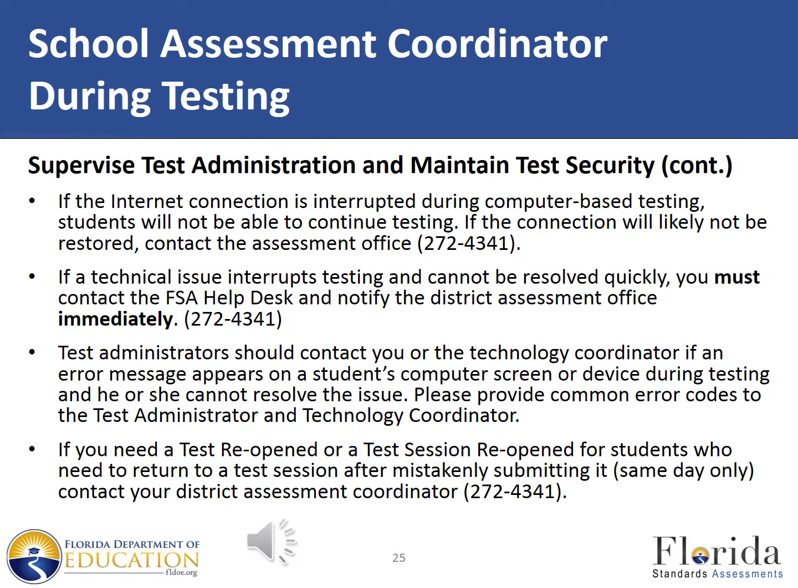The phone number for the assessment office is 272-4341. You will notice that it's mentioned on this slide a few times. It's important to remember that if there is an interrupted internet connection, students cannot continue to test. If that connection will likely not be restored, please contact our office. Also, if other things are happening where there's an interruption in testing and it keeps going back and forth, contact us. Also, make sure that your technology coordinator is in the loop of what's happening and that they have error messages on hand so they can assist. If you need to have a test or a test session reopened, please contact us at 272-4341.